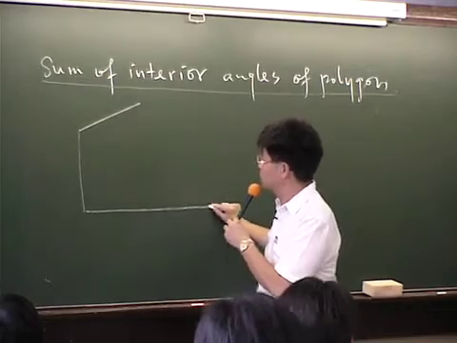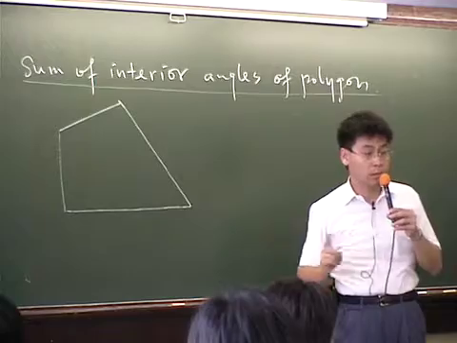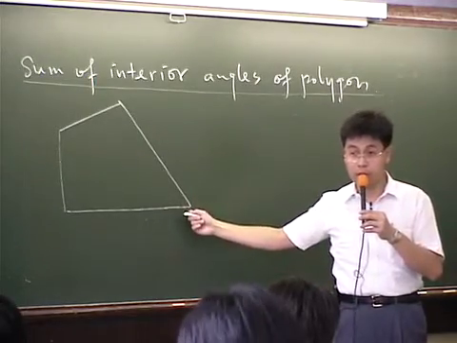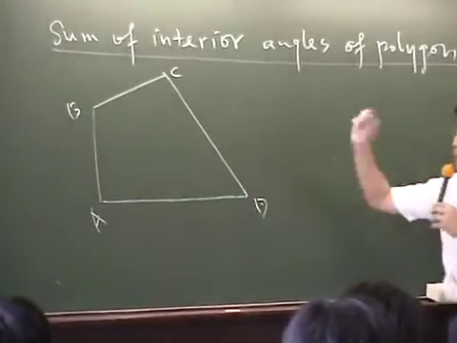Okay, we have a four-sided polygon. We call it a quadrilateral. For a quadrilateral, what is the sum of interior angles of it?